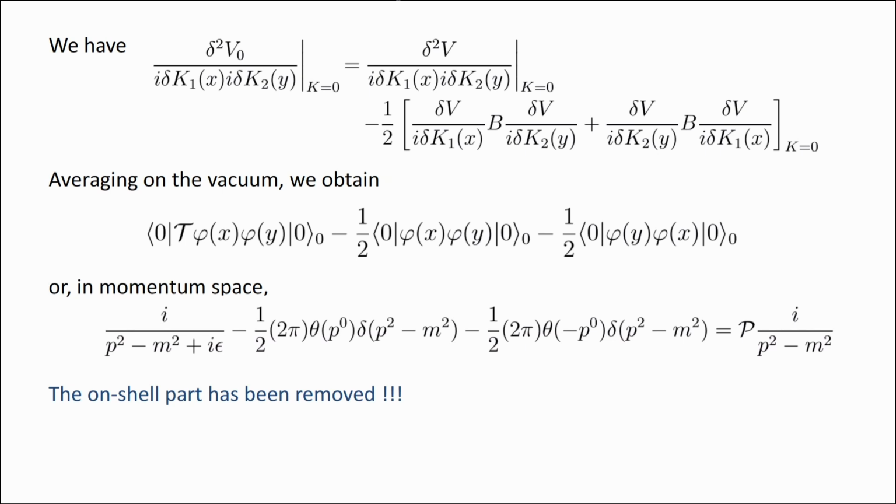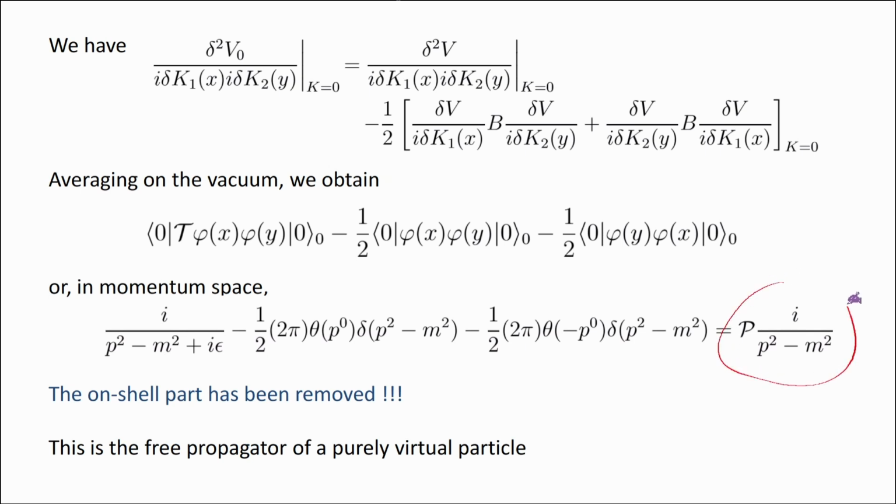Careful, because this propagator cannot be used as you see it inside diagrams. Inside diagrams, you always have to apply the general formula we have found, and that is what we will do. But the important thing is that we are moving towards theories of purely virtual particles, because you remain with the purely virtual part of the Feynman propagator and you remove completely the on-shell part.